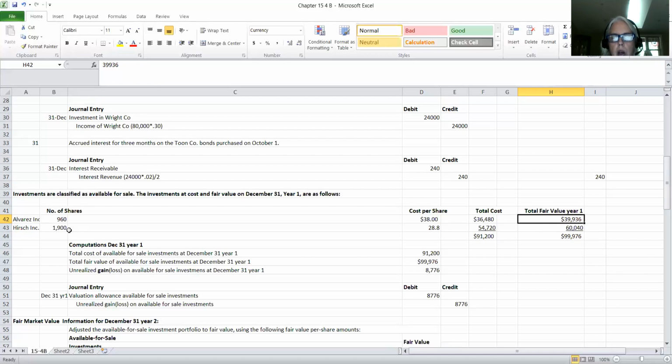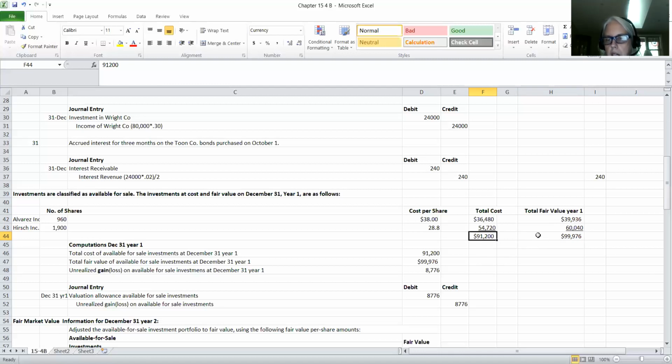The Hirsch company, we also owned 1,900 shares that had originally cost us $28.80. If you multiply 1,900 times 28.80, it'll give you the total cost of those shares. But at the balance sheet date, our available for sale securities have to be valued at their fair value. So the fair value of the Hirsch Incorporated stock at the end of year one on the balance sheet date was $60,040. The total fair value for our portfolio is $99,976. The total cost of both of these investments was $91,200.